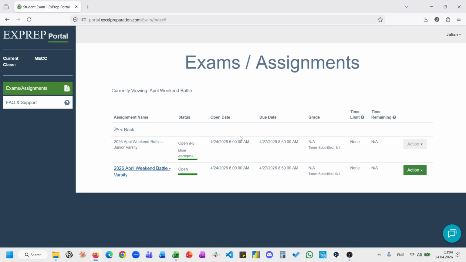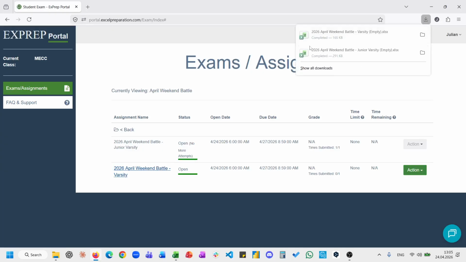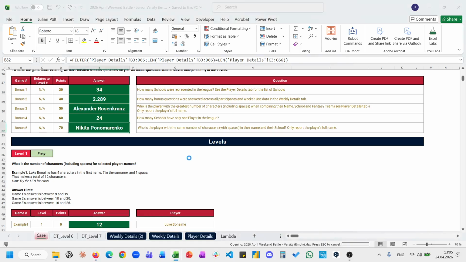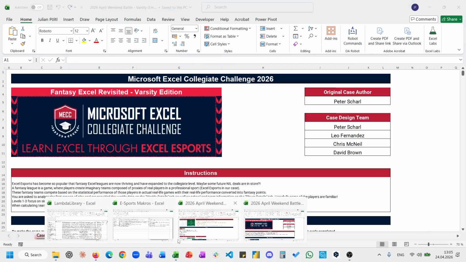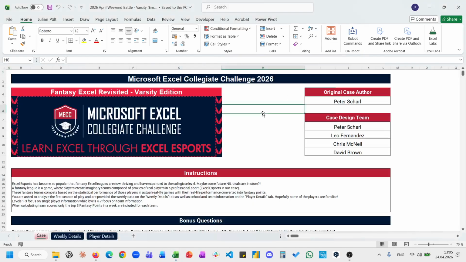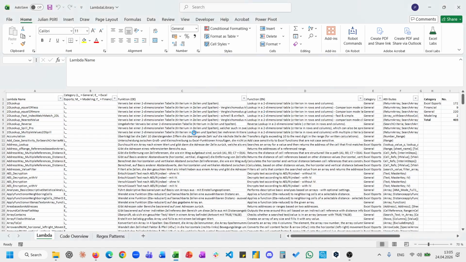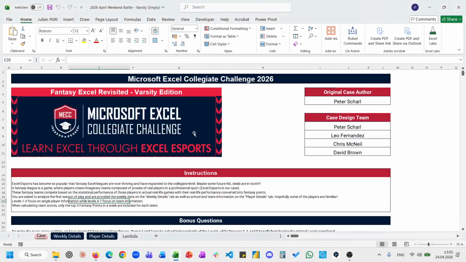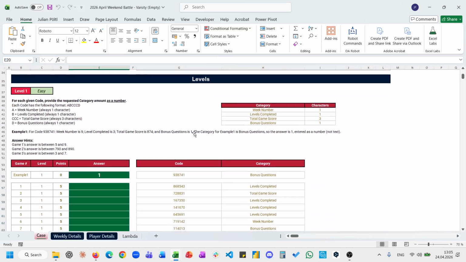This time a Microsoft Excel Collegiate Challenge Weekend battle. In this case, the Varsity level. The Junior Varsity level took surprisingly more time than I thought. So let's see how the Varsity level will go. Okay, here we go. Let's close this. We will do it from a clean sheet and without copying other stuff from the JV case.